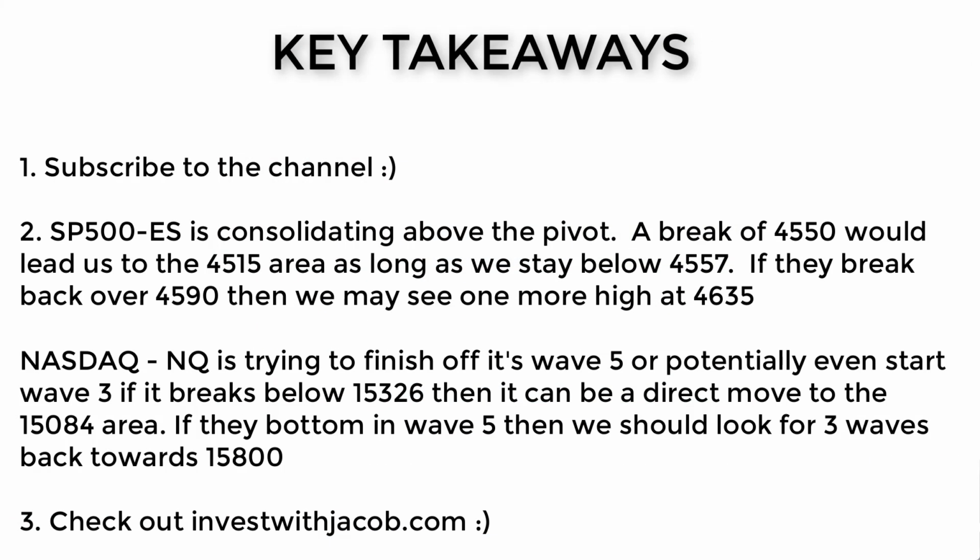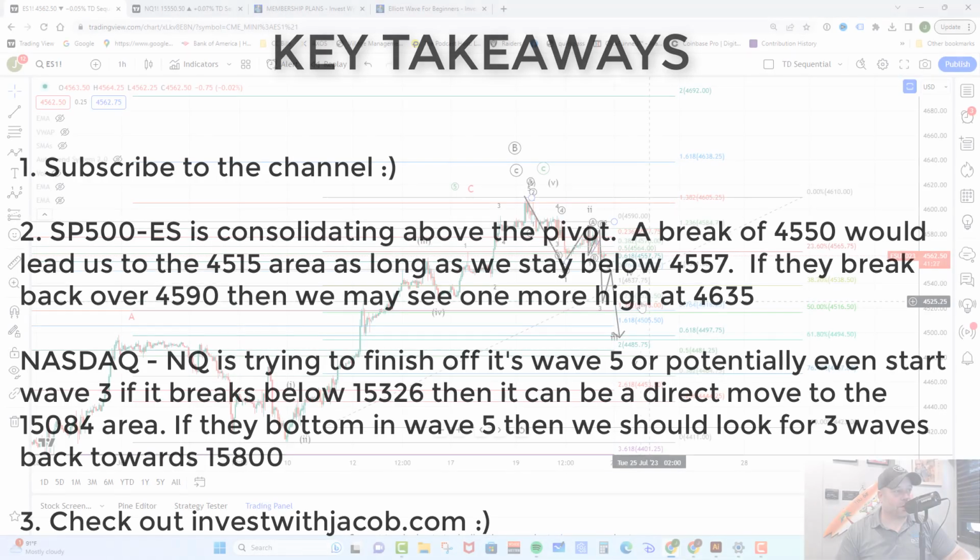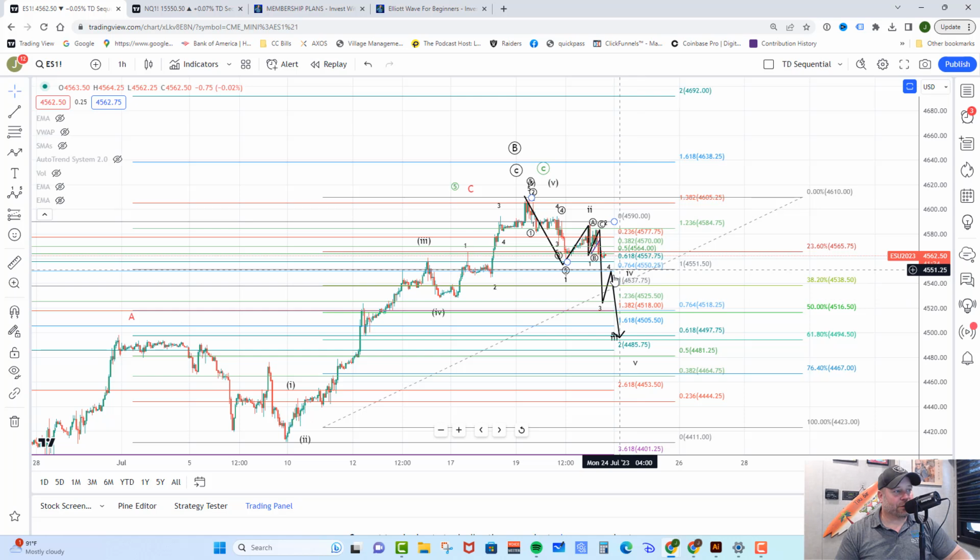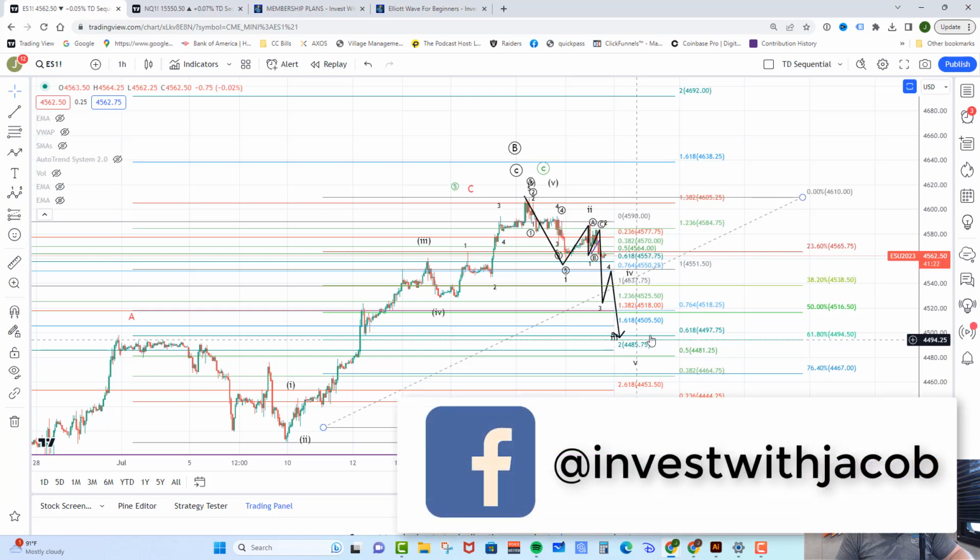All right, the key takeaways for today. ES right now is consolidating right above the pivot, that 45.57 to 50 zone. If they're able to break through that, we would target 45.25, a bounce from there back towards 45.50, and then down toward the 45.05 area as its next moves in this pattern to the downside.